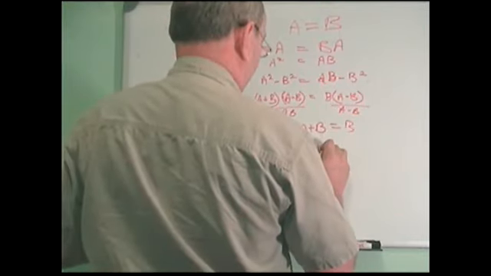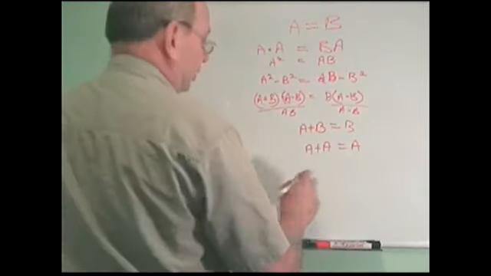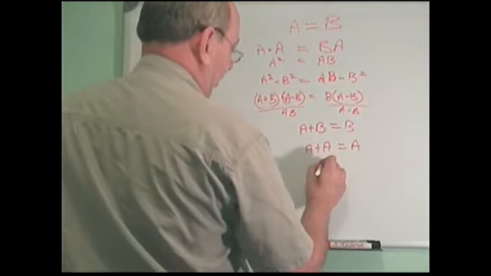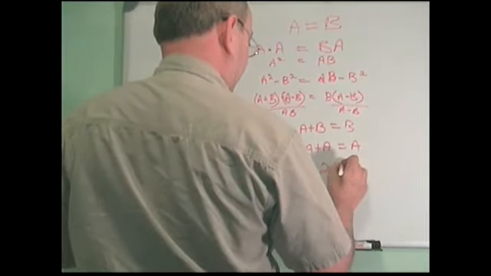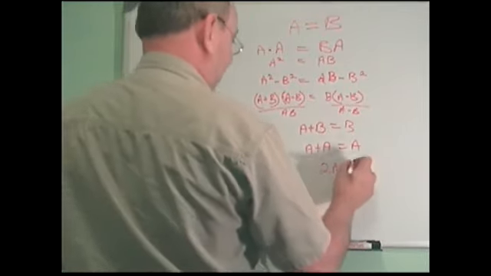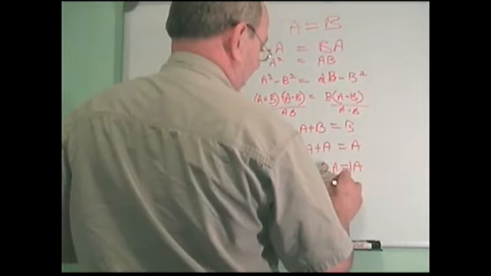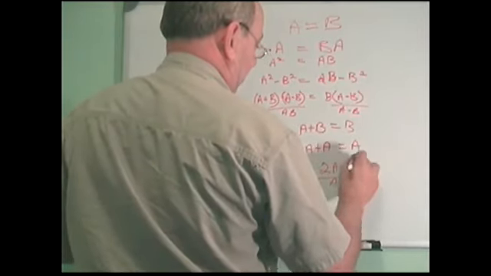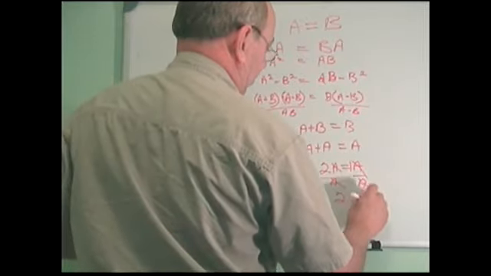Okay. So A plus B, we can substitute, would be A plus A equals A, right? Which is the same thing as saying 2A equals A, okay? 1A, right? And we can divide both sides by A, and 2 equals 1.